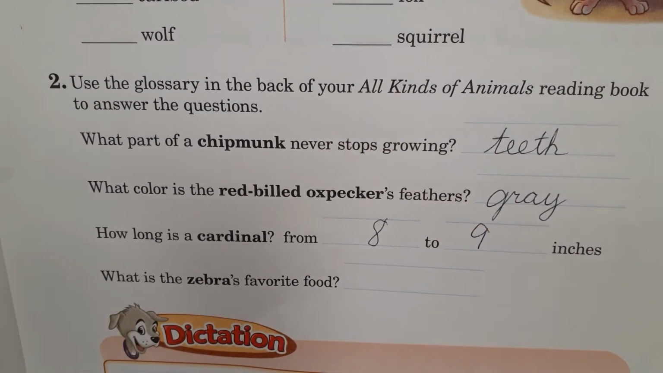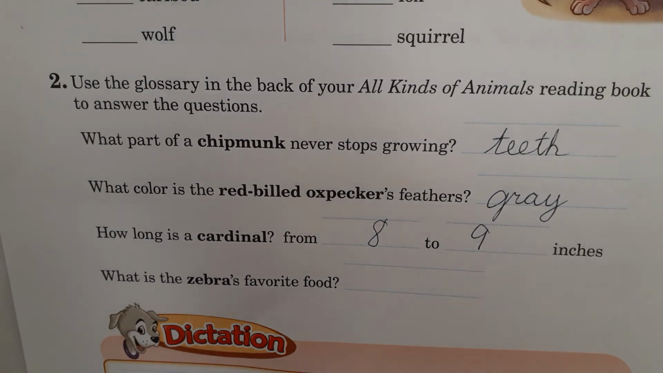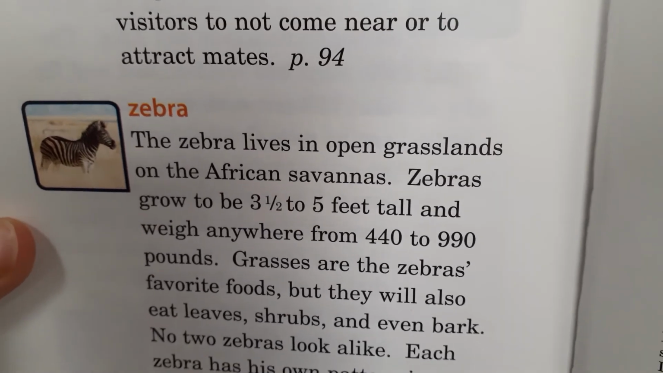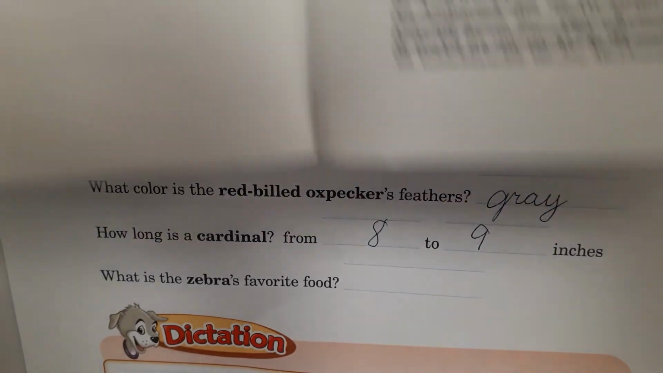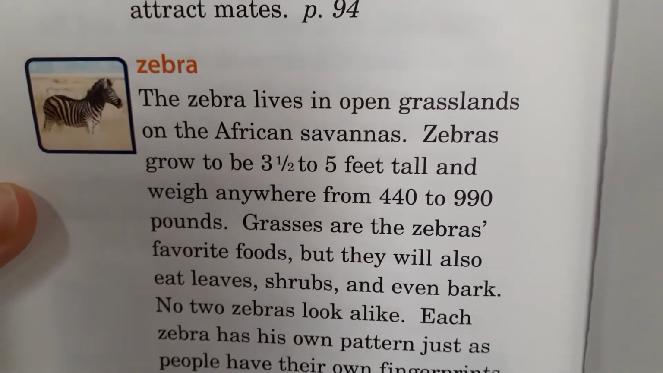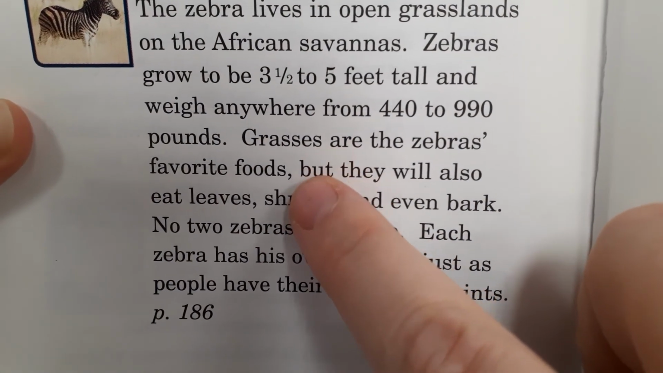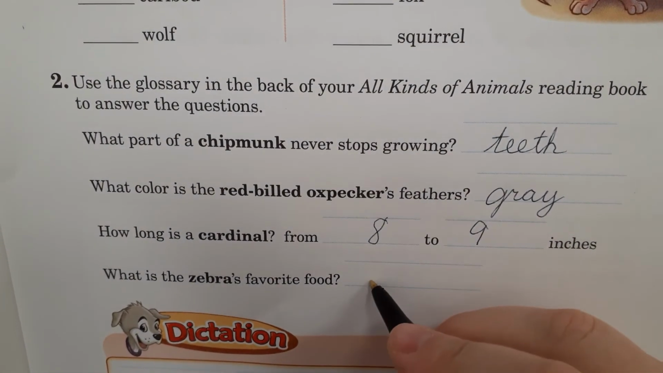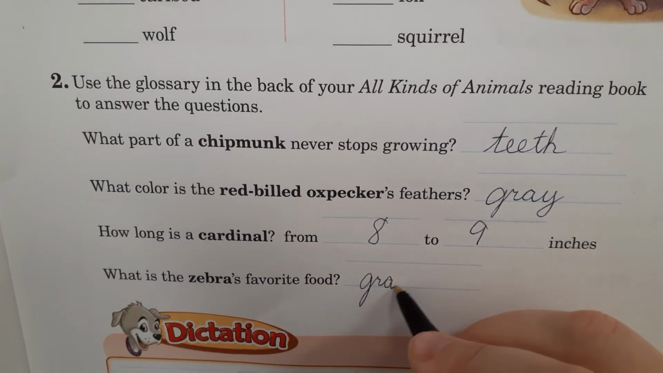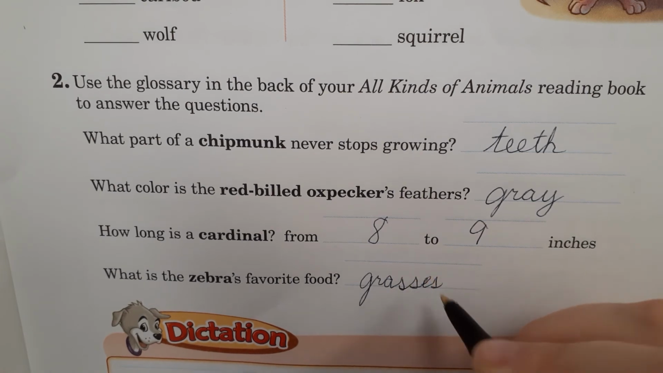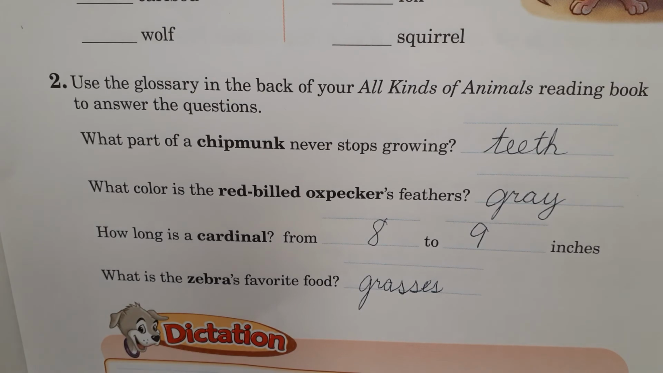And what is the zebra's favorite food? Z is the last letter in the alphabet. So I'm going to go to the last page of my glossary. And there's zebra. The question is, what is his favorite food? Grasses are the zebra's favorite foods. Grasses. So where did we find the glossary? At the end of the book.